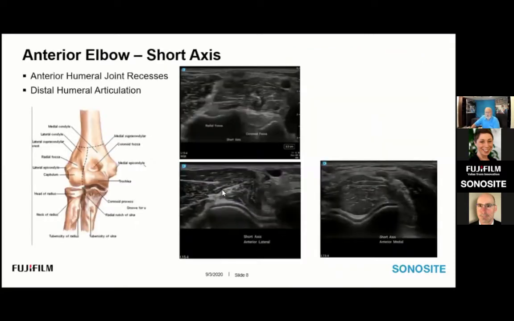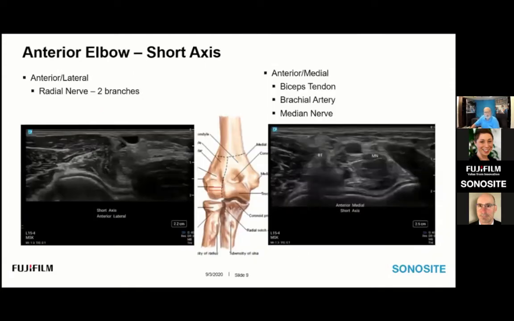So now let's turn the transducer transverse to the antecubital fossa. As we position the arm just superior to the humeral trochlea, the examiner will demonstrate the radial and coronoid fossa in short axis. Note the absence of articular cartilage here. Sliding the transducer slightly more distal, the articular line of the humeral trochlea will become more apparent. On the next two slides, we'll look at the anterior lateral and anterior medial structures.